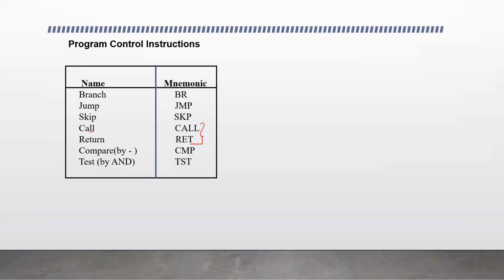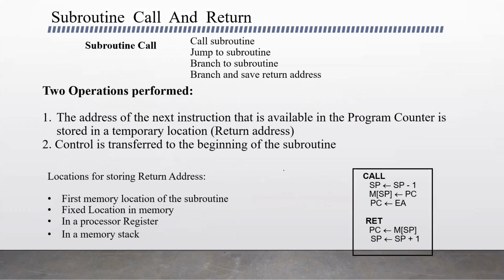So to return, we have the return statement. This return is used in subroutines to return back to the main program. Call is used in the place where the control has to move to a subprogram. We'll learn about subroutine call and return. The subroutine call can be referred to by different names: call subroutine, jump to subroutine, branch to subroutine, or branch and save return address. All these mean the same.